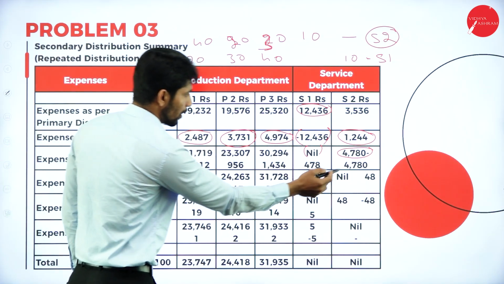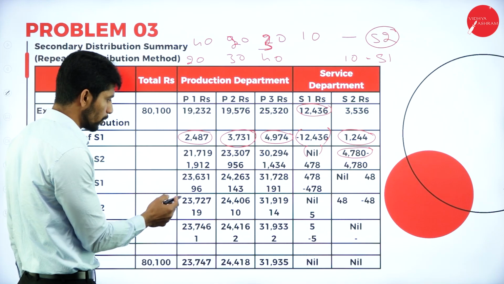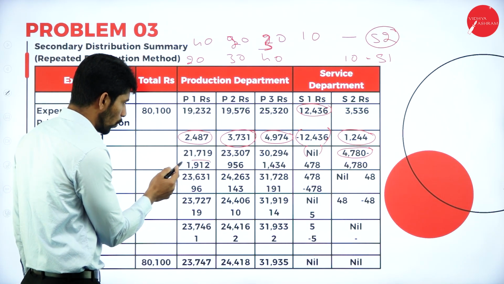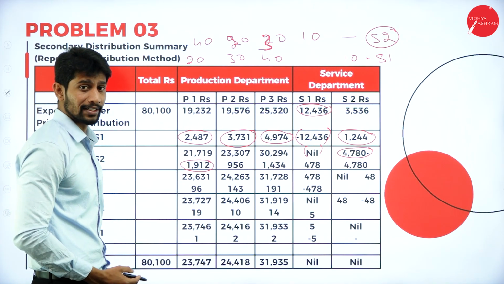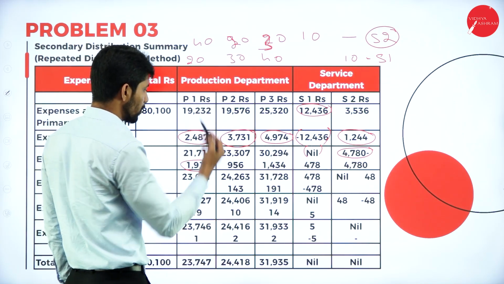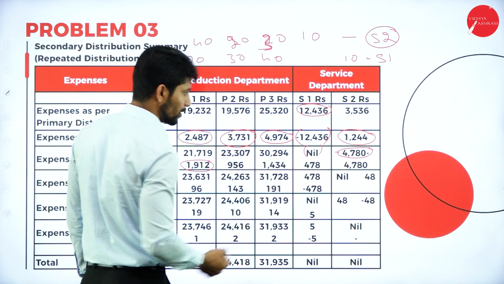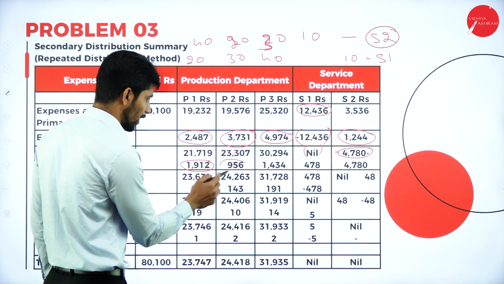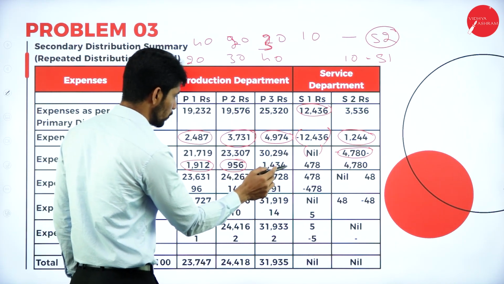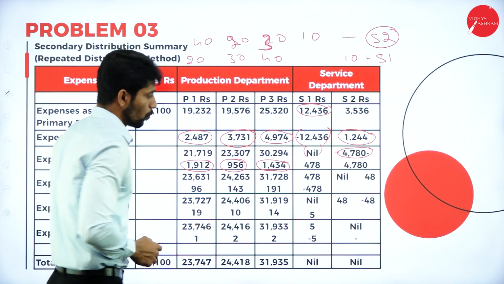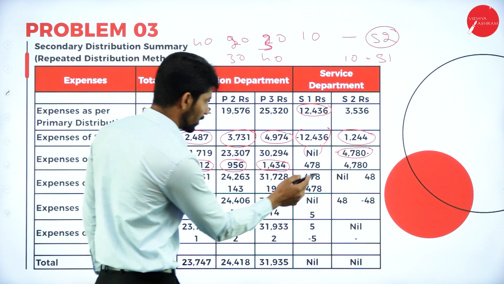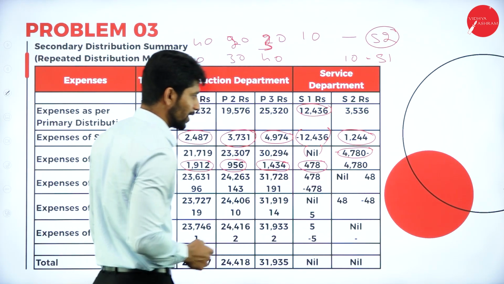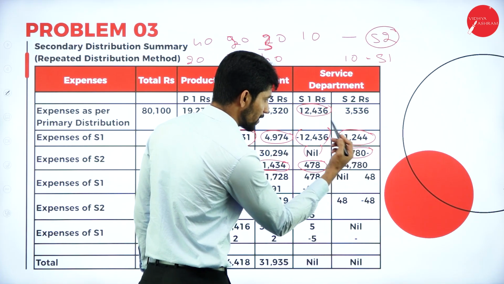So 40% of 4,780, how much you will get? You will get 1,912, and 20% of again 4,780, you will get 956. 30%, how much you will get? You will get 1,434, and here 478. Here you are supposed to write minus value.